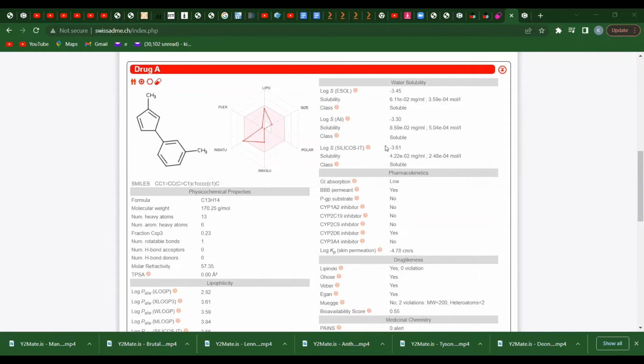So solubility in water and lipid is so good for any drug when you are designing a drug. If you look at this value, you can see there are three different algorithms used on this website to calculate solubility. The first one says this drug is soluble. The other one says soluble. This one says soluble. So definitely this drug is going to be soluble in water.